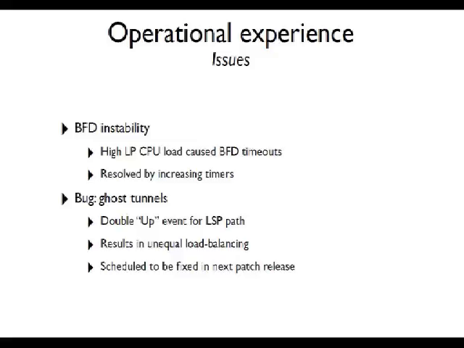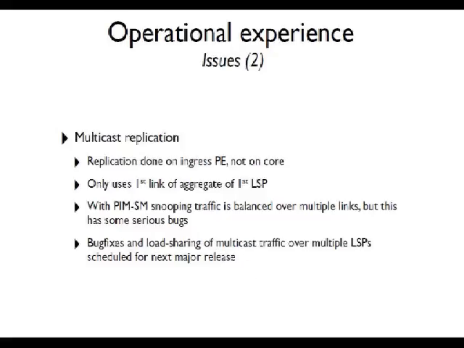This is really a bug and acknowledged by Brocade, and it will be fixed in the next release of it. I think it's already fixed. Another thing is that multicast replication for now goes over the first link of the aggregate of the first LSP. So that doesn't scale much if we had lots of multicast, but multicast is not really used. So it's not really an operational problem at the moment.